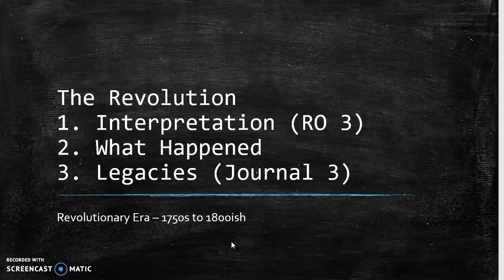So we call the Revolutionary Era the time period all the way from, I'm going to say, from the 1750s till about 1800. That is not the time of the Revolutionary War. The actual war was a shorter time period, as I'll get to in a minute. But you could sort of say this whole time period from the 1750s till about 1800 is the American Revolutionary Era.